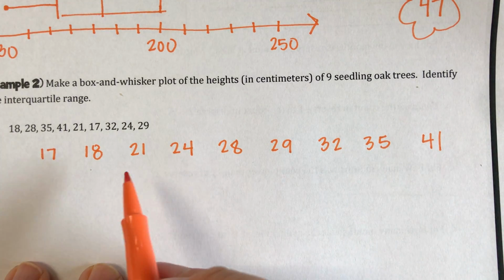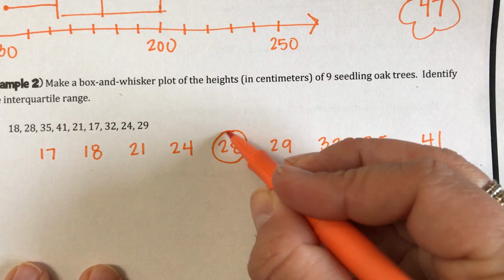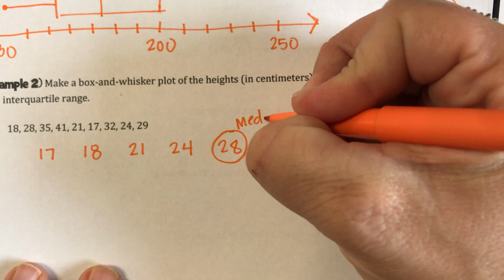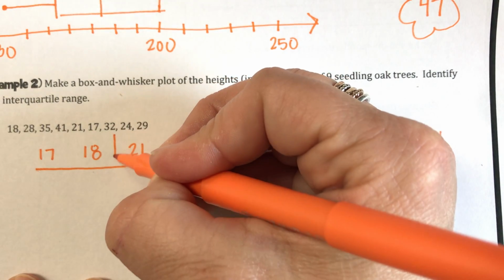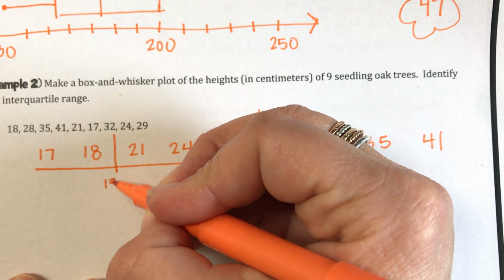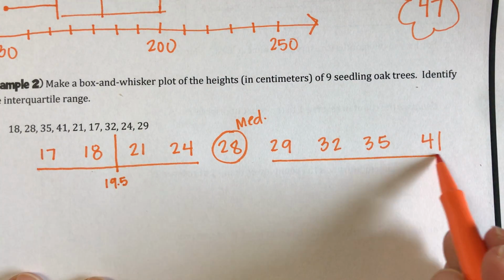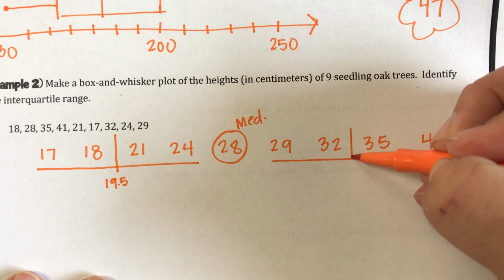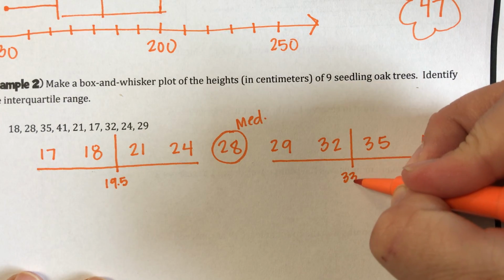So there's 9 numbers. Is there going to be an exact middle? Yes, it's going to be 28, right? That is my median. So now I'm looking at this lower half of the data and I need to find the median. Is there an exact middle? No, it's going to come right in between 18 and 21. So if I add 18 and 21, I get 39, divided by 2 means that my lower quartile is 19.5. Now I look at these 4 in the upper half, and if I divide it in half, the median would come right in between 32 and 35, which is 33.5.